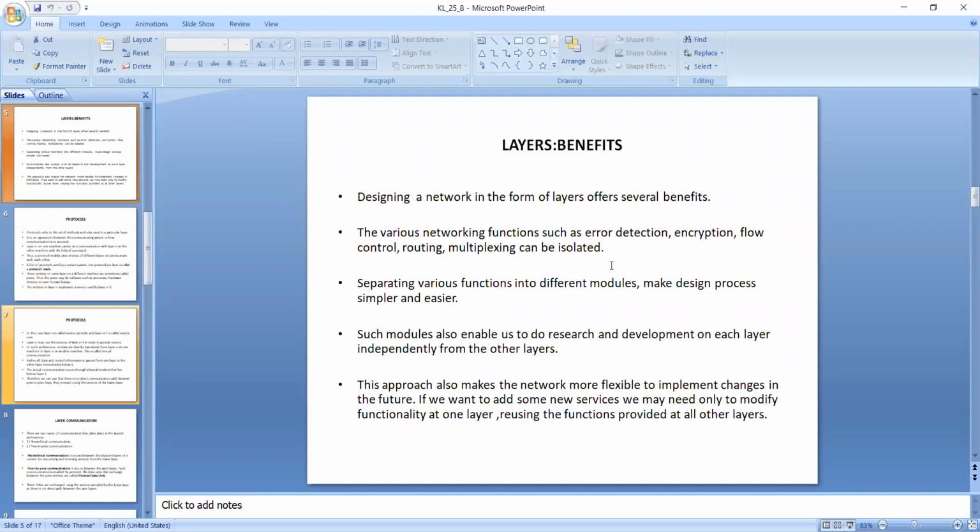So these four are the most important benefits of organizing networks in a stack of layers. First, different functions are isolated from each other. Next, because they are isolated, the design process becomes easy and simple. Third, research and development is easy because they are independent. And fourth, new changes can be added to the existing network architecture because they are flexible.